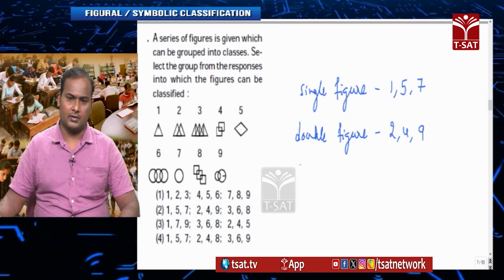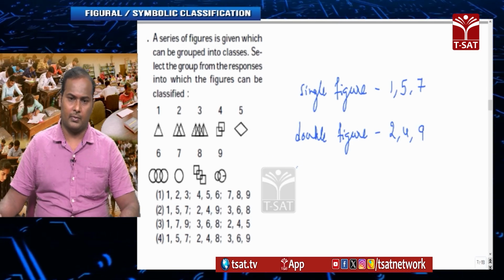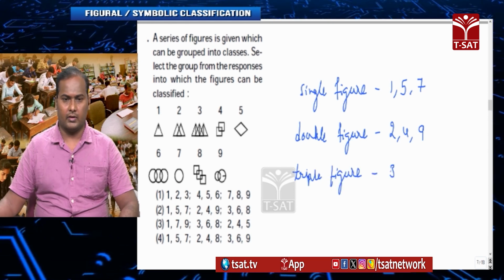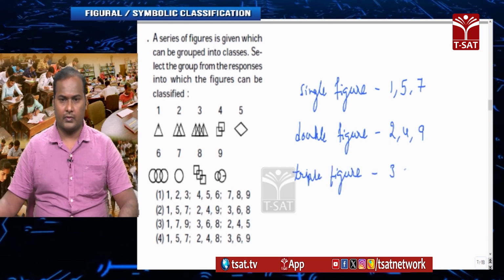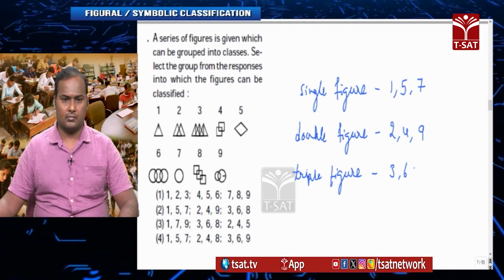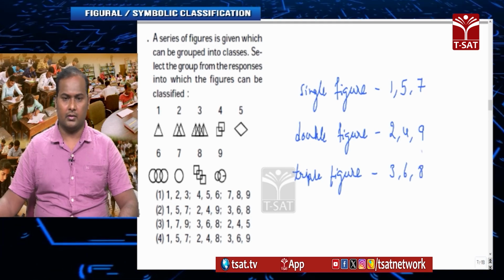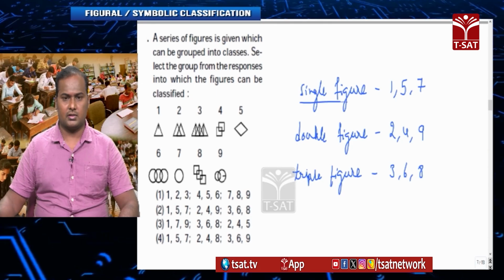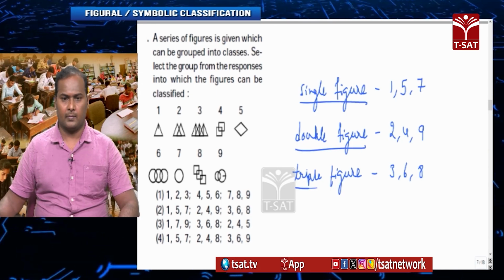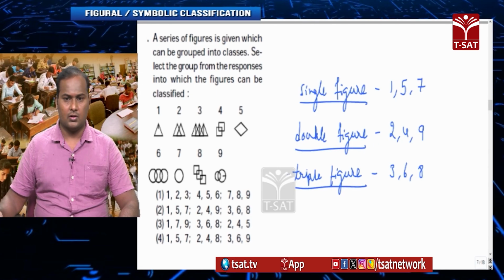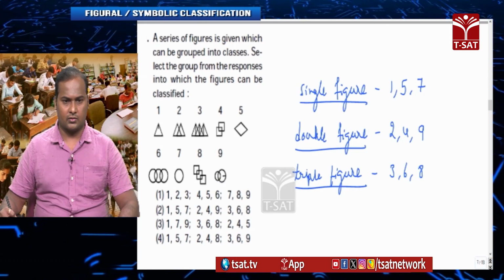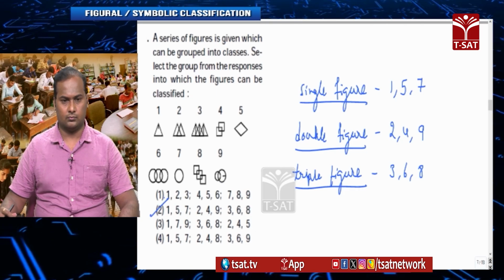These are double figures. Next is triple figures. What are triple figures? Figure 3, figure 6 and figure 8. These are triple figures. So, the classification is based on single figure, double figure and triple figure. So, the answer is 1, 5, 7, 2, 4, 9 and 3, 6, 8. So, your answer is option 2.